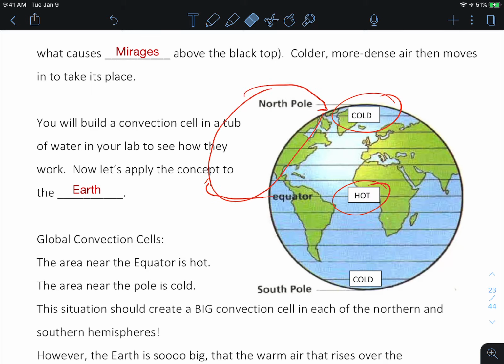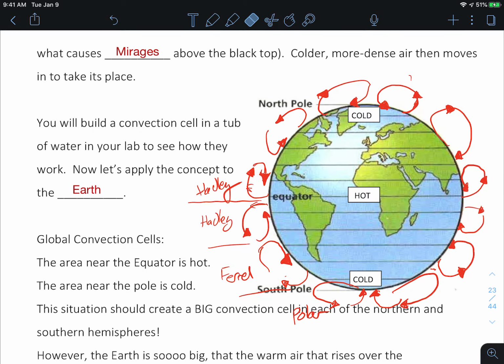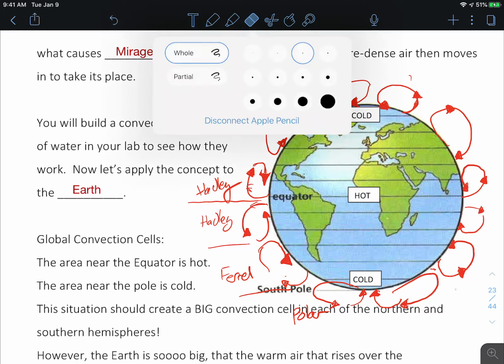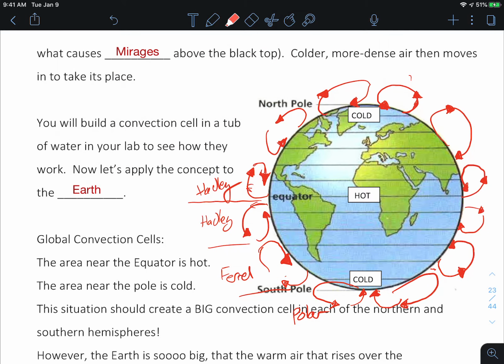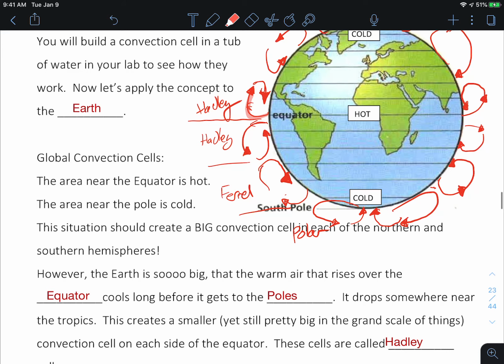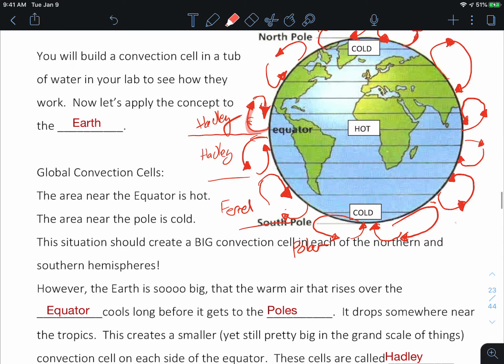It in fact happens in a much more complicated way, which is what I had shown to you in the previous video: it happens in a series of convection cells. So let's go through these a little bit one by one. The first one we see is the equator cell. At the equator, the air is very hot because that's where the sun is strongest. So the air at the equator rises, but it cools down way before it gets to the poles.